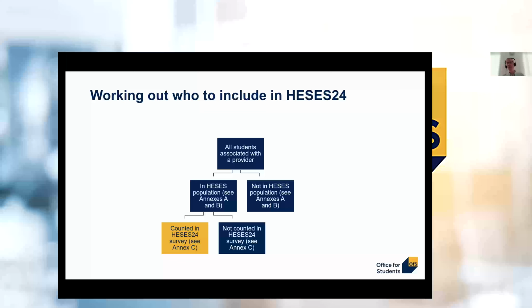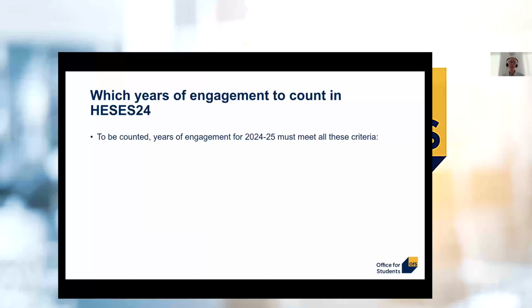Returning to the original hierarchical diagram which I showed, we've just been at the second level there exploring the definition of the HESES population, and we established that it's those aiming for a recognised higher education qualification or credit, registered with a provider and actively studying in 24-25 and spending no more than half the active study for their whole engagement outside the UK. But even this may include some years of engagement that we don't want to encounter. So moving down to the highlighted box in the bottom left, we now need to work out what to include on the HESES24 survey, and this is defined in Annex C, where you will find 3 criteria.